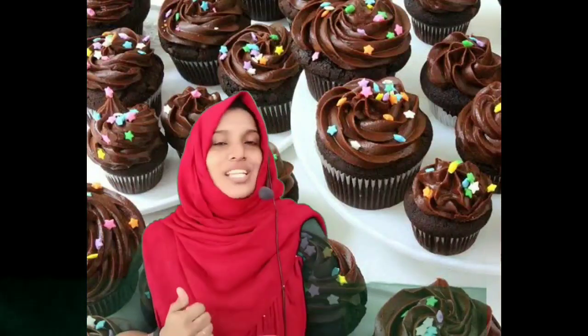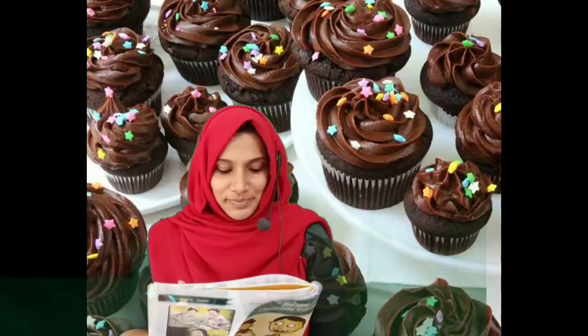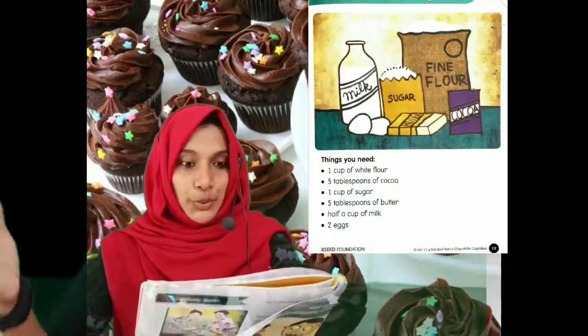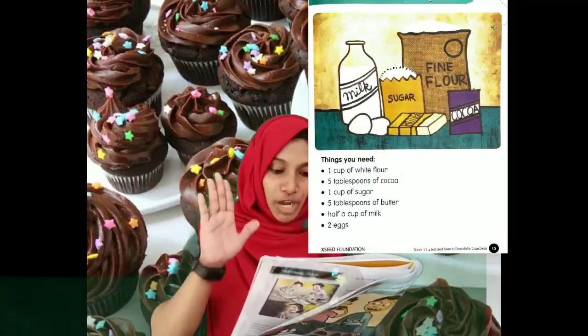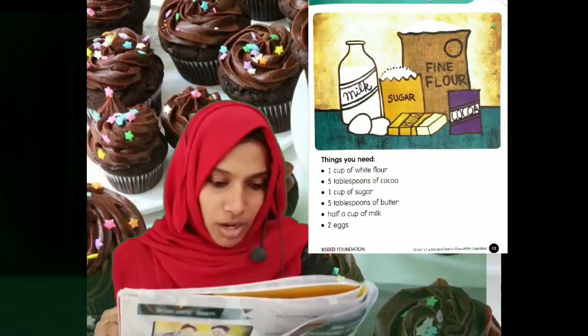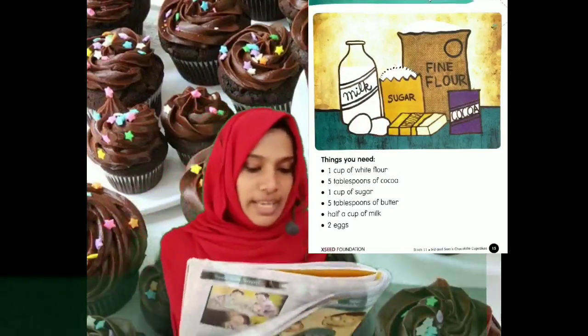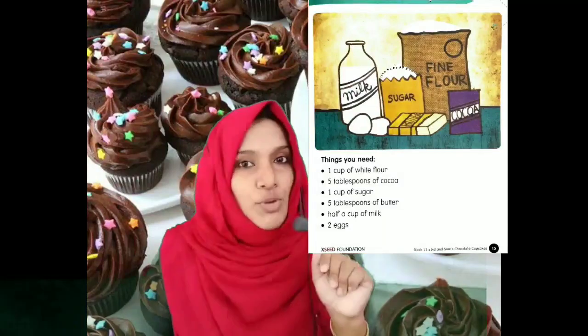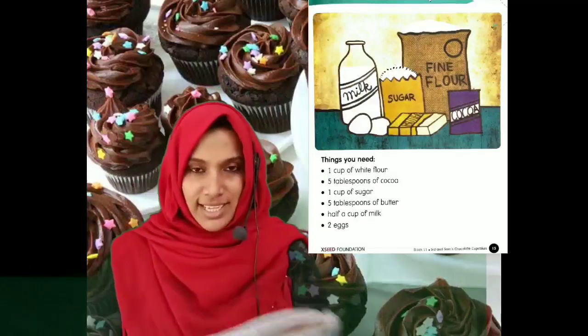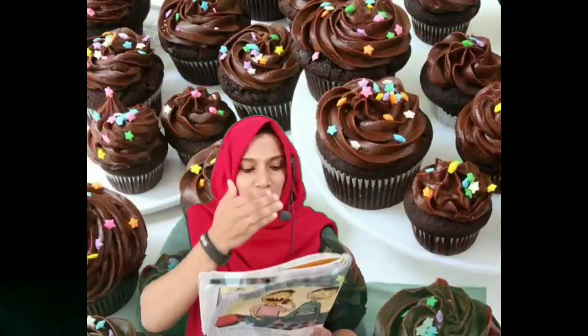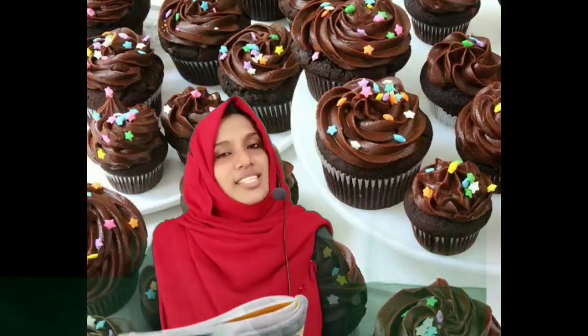What are the steps we need to make this cake? So first of all, ma'am will read and you will listen to me. Okay, so let's start. Things you need: 1 cup of white flour, 5 tablespoons of cocoa, 1 cup of sugar, 5 tablespoons of butter, half a cup of milk and 2 eggs. So these are the things we need to make this cupcake.